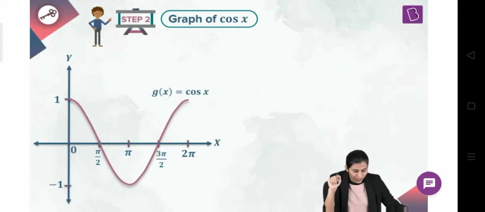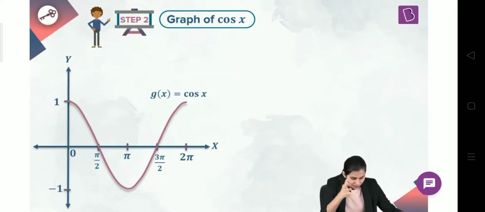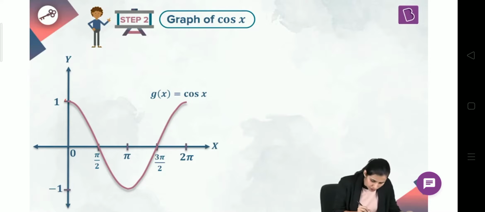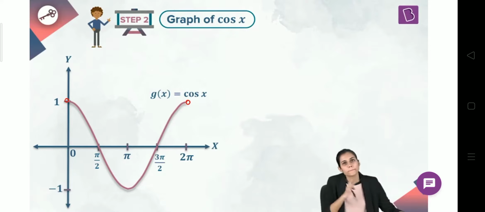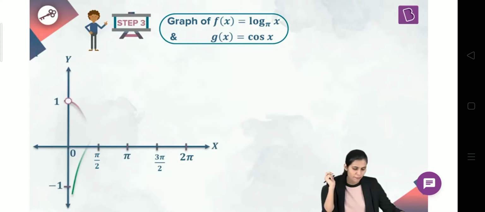Got it? Similarly, let's plot the graph of the function g of x in the interval 0, 2 pi open. Okay, this is the graph of cos function in the open interval 0, 2 pi. Because 0 and 2 pi both are excluded from the interval, corresponding to 0 the value 1 as well as corresponding to 2 pi the value 1, both will be excluded. Got it? This is my graph of the function g. Now what I'm going to do? I'm going to plot both the graphs together in the same Cartesian plane in the open interval 0, 2 pi.